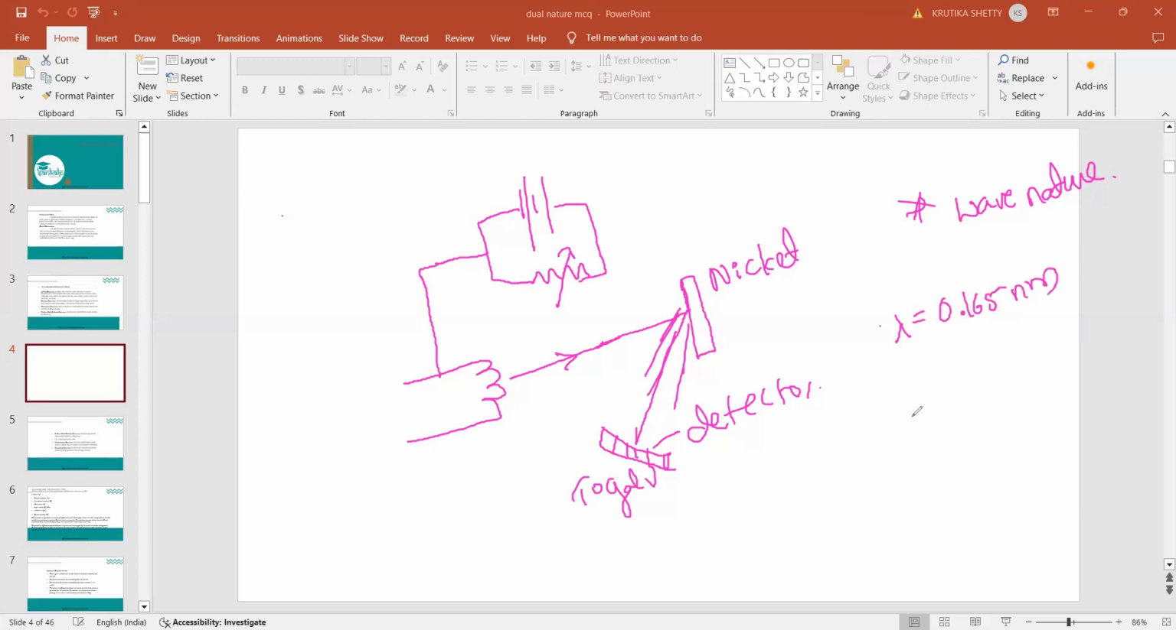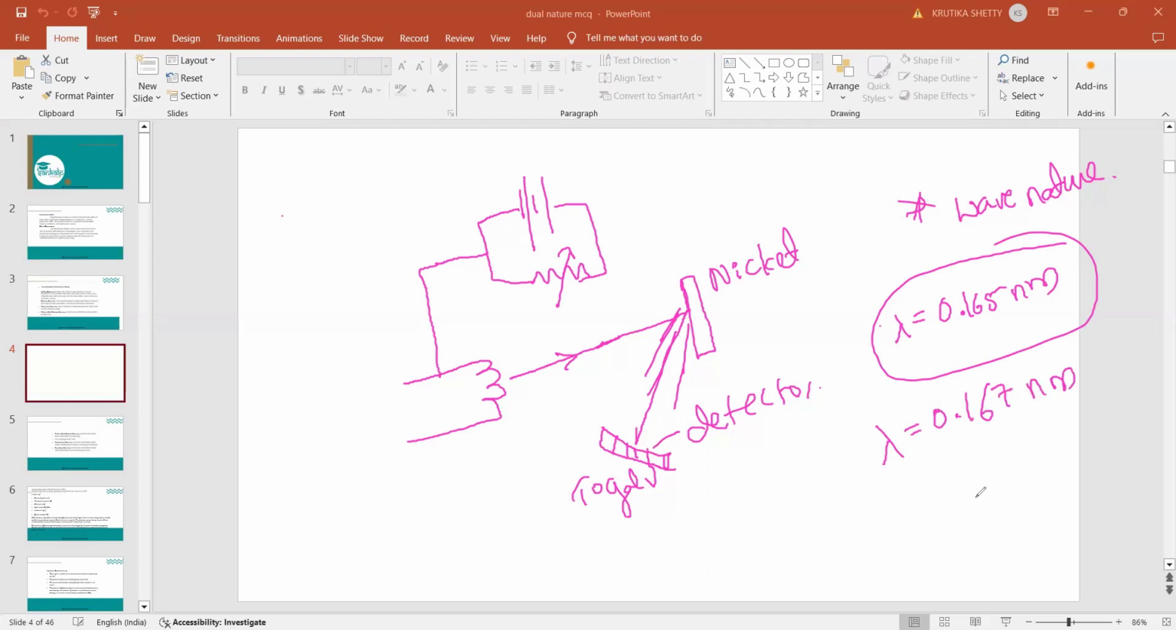0.165 nanometer. Okay, so from de Broglie, the wavelength of electron waves was found to be, according to de Broglie, the standard answer, remember it, 0.165 nanometer. Okay, so this is what they calculated by the experiment. When calculated according to the de Broglie formula, what value comes out?